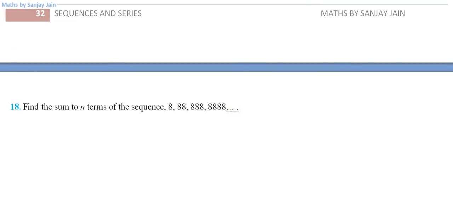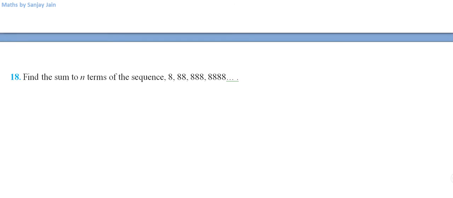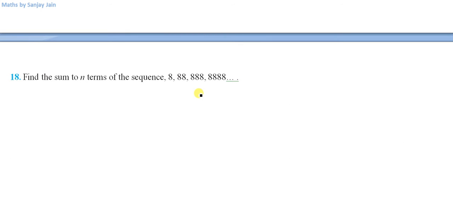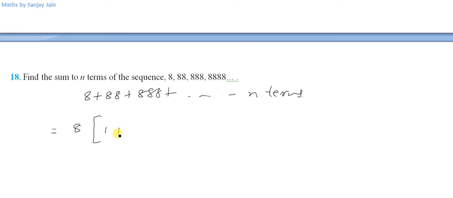Find the sum to n terms of this sequence. Now we know there is an algorithm that we need to follow to do such kind of questions. So we need to find the sum to n terms: 8 plus 88 plus 888 plus and so on up to n terms. We need to find this sum. So the first step in this manipulation is that I take 8 outside and write it like this: 1 plus 11 plus 111 plus 1111 and so on till n terms.